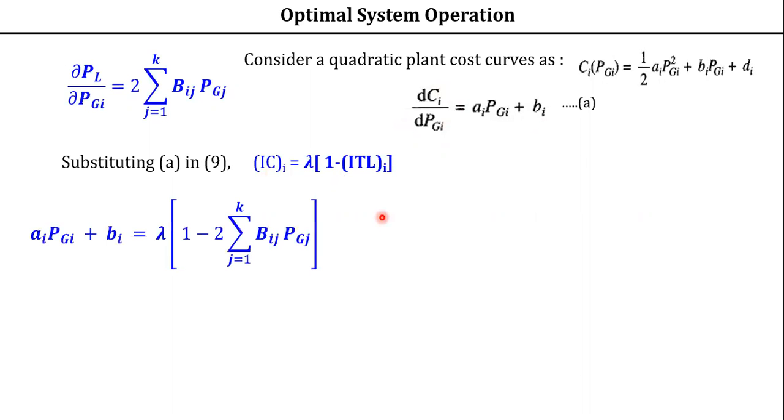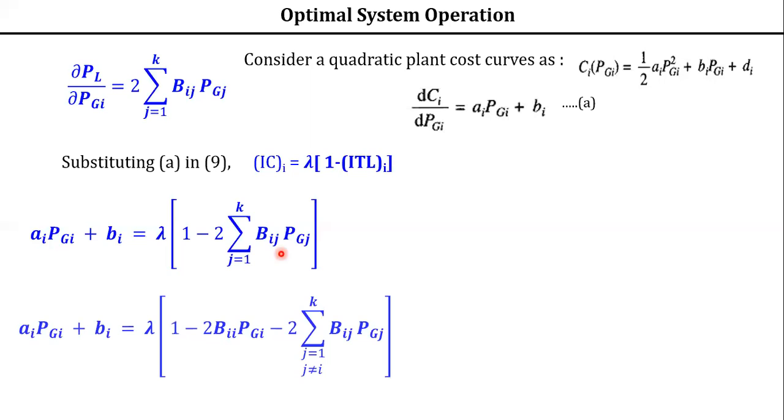Now you see, this IC means incremental cost. What is the incremental cost? It is AI PJ plus BI equal to lambda into 1 minus the incremental transmission loss. What is the incremental transmission loss? It is nothing but your dou PL by dou PGI. Just now we got it. So you substitute 1 minus of that term here. Understood? Hope you understood this one.